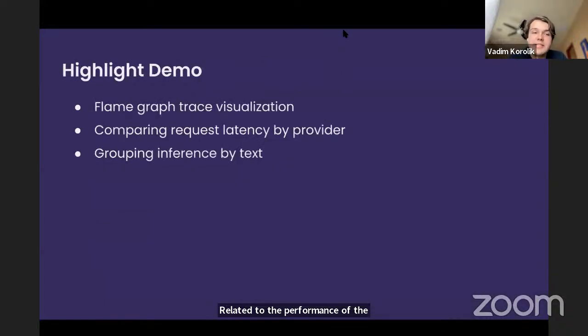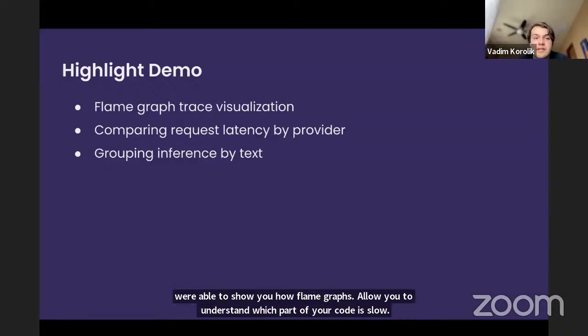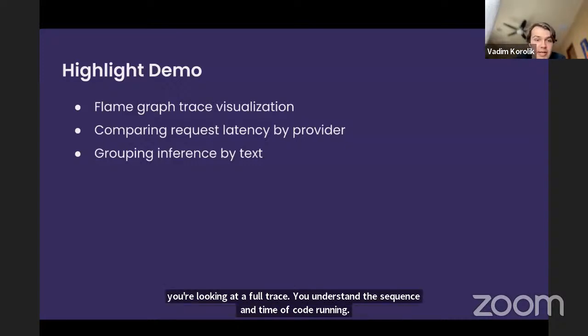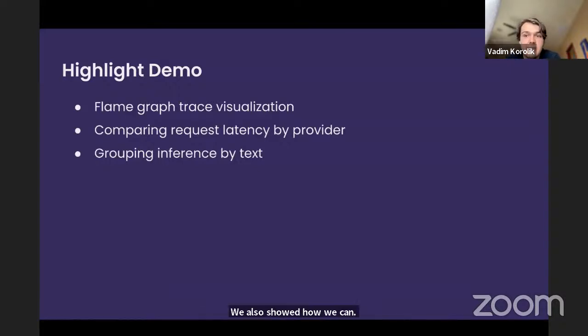Well, with that, we demoed Highlight as well to you. So we were able to show you how flame graphs allow you to understand which part of your code is slow. When you're looking at a full trace, you understand the sequence and time of code running across the server to the client and different parts of your web application. We also showed how we can understand latency by the source and by the service to be able to instrument a distributed application like the eShop example app, as well as further grouping things by additional attributes that we're collecting.